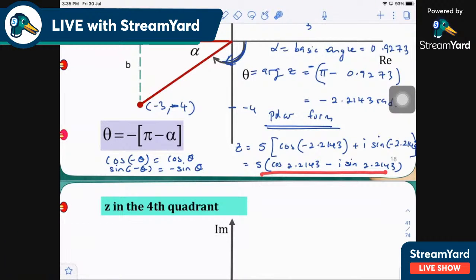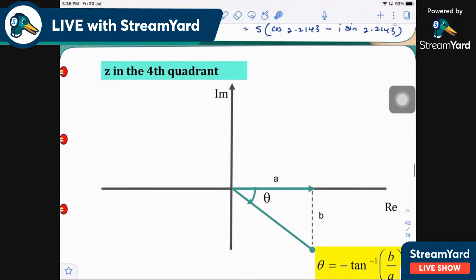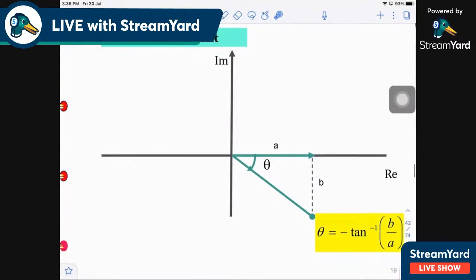Okay, so let's see the next one there. Z sama dengan 4 tolak 7i. So if Z equals to 4 minus 7i over here, I know the A is going to be 4, and the b is negative 7. The coordinate is 4, negative 7, sebelah sini lah. Boleh nampak kan?